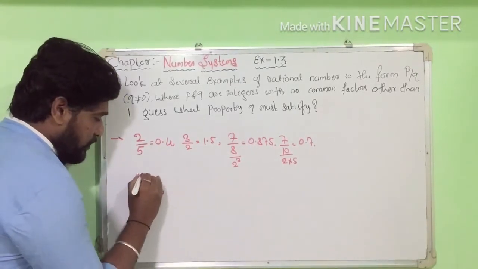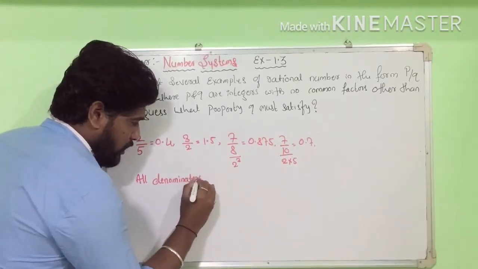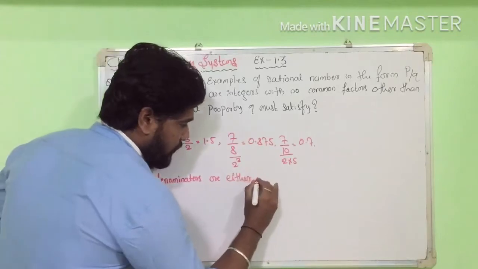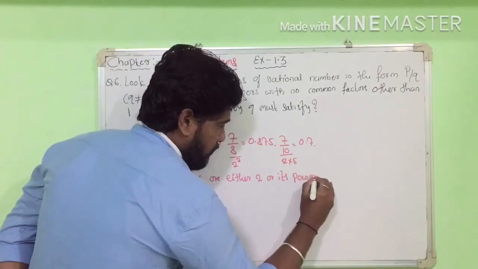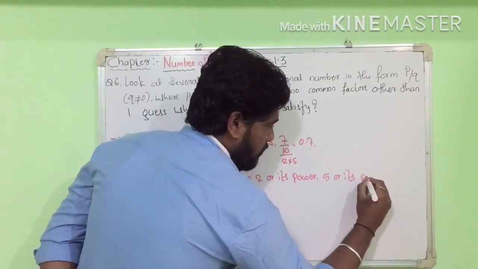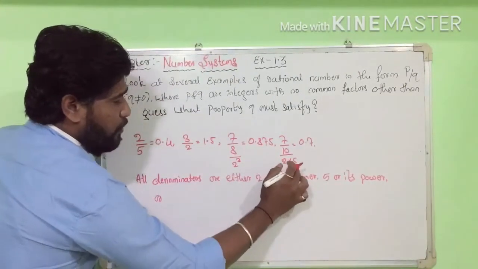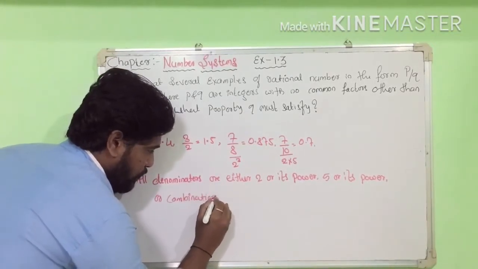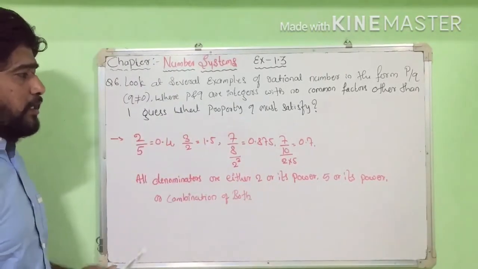So write down here: all denominators are either 2 or its power, 5 or its power, or a combination of both. This property is satisfied by q here, right?